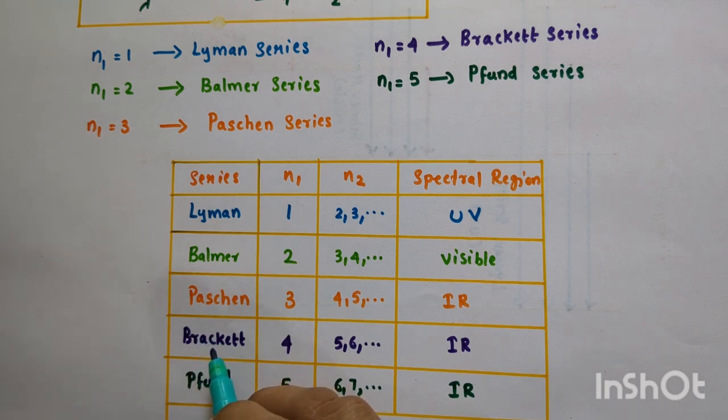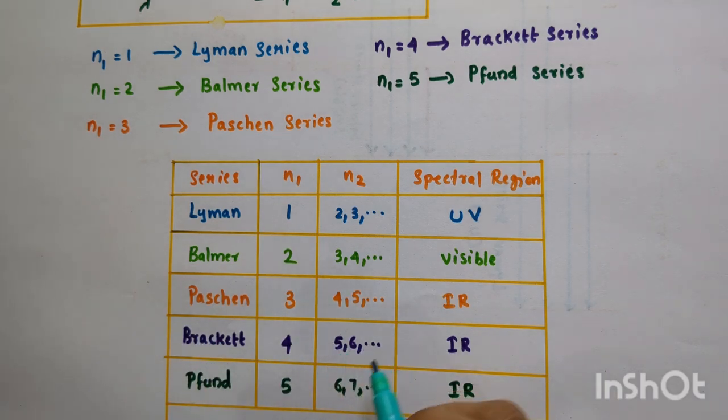Similarly, for the Brackett series, we have n1 equals 4, and n2 can have values 5, 6, 7, etc. Its spectral region is the infrared region. Similarly, for the Pfund series, n1 is equal to 5, and n2 can have values 6, 7, 8, 9, etc. Its spectral region is also the infrared region. That is, we will have infrared radiations when we consider the Pfund series.